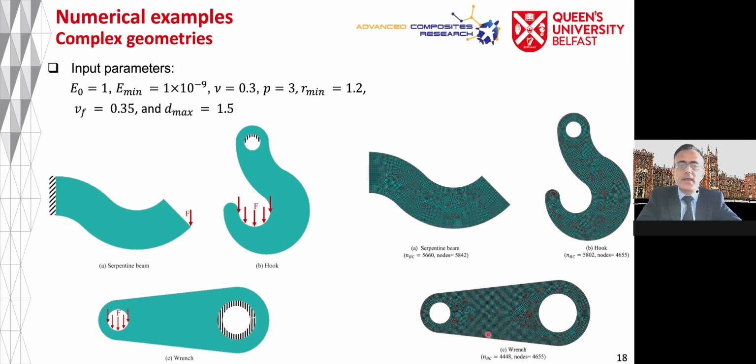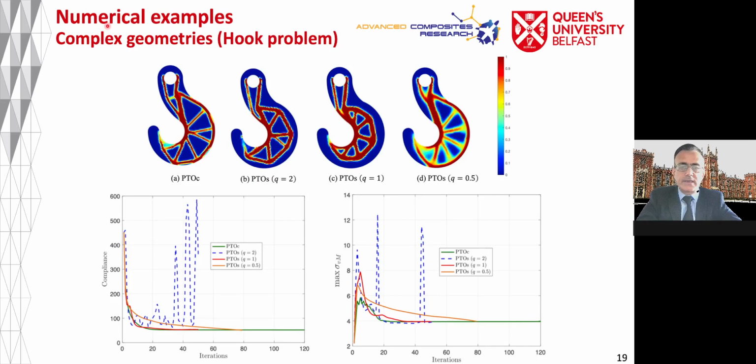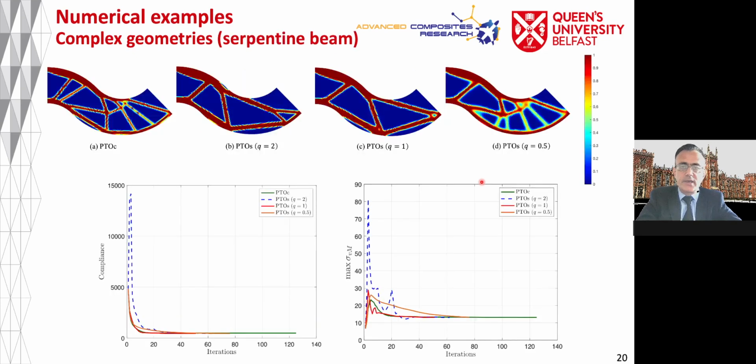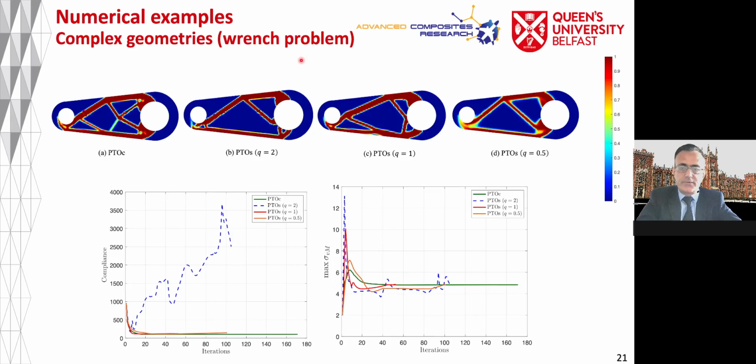For the first example, this is the hook problem. This is the optimized geometry, and these are the compliance and maximum von Mises stress plots. Here we are using PTOC and PTOS with Q equal to 2, Q equal to 1, and Q equal to 0.5. Similarly, we are doing the same for the serpentine beam. For Q equal to 2, we are getting some sort of fluctuation in the plots, and for Q equal to 0.5, it is taking too long to converge. Similarly, you can see intermediate densities there. The similar case we get for the range problem.